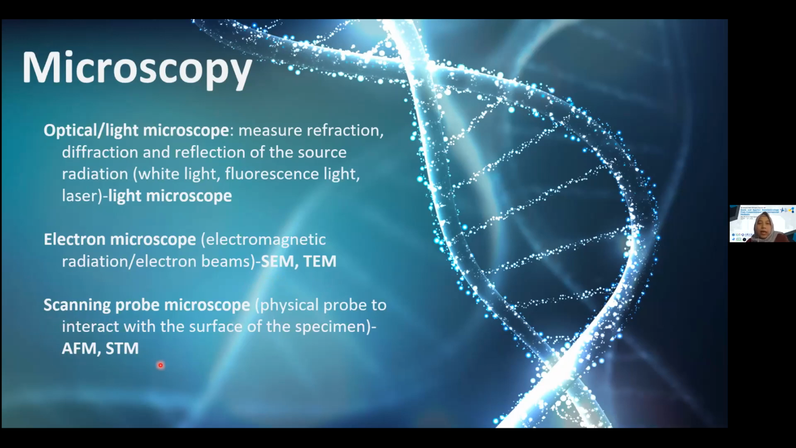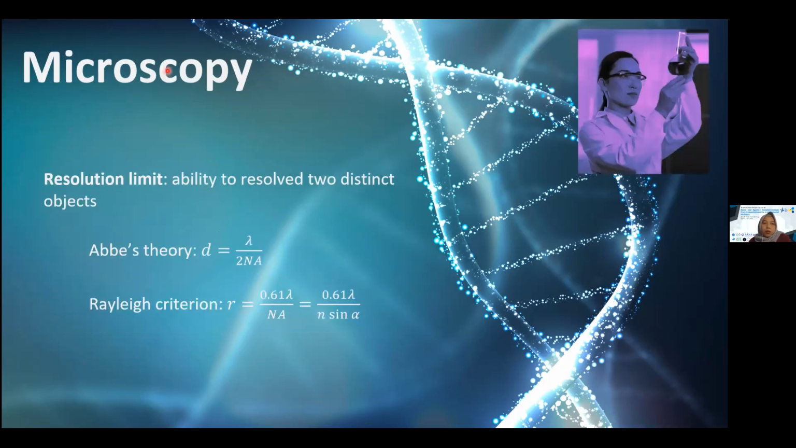And in working with microscopy, we should pay attention to one parameter called the resolution limit, which is defined as the ability to resolve two distinct objects. There are two equations describing the resolution limit. The first one is arbitrary, and the second one is by Rayleigh, where the resolution limit, D or R here, is determined based on the wavelength of the source light.